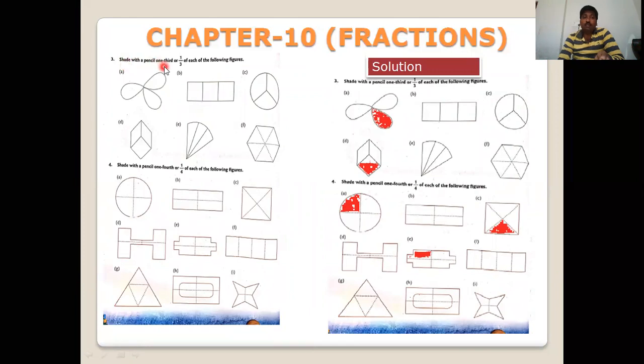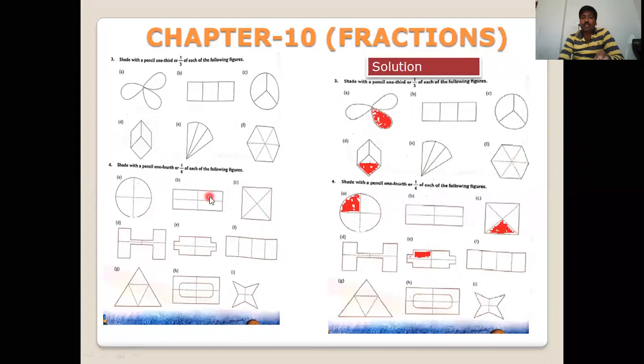Shade with a pencil 1/3 of each of the following figure. 1/3. Here we see these are the three parts, and now which part is shaded? 1/3. Now in this figure we will color one part, and in the same way we will color this part, and this part, any one part.